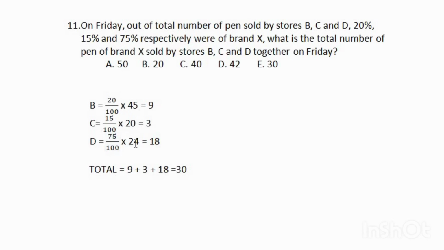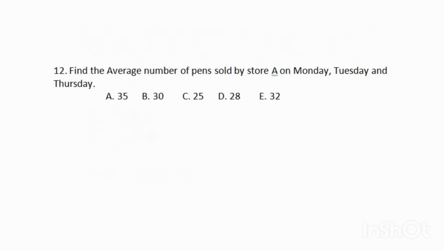Then D, it is 75% of the total number of pens, that is 24. So 75 by 100, dividing by 5, you will get 15 by 20, again 3 by 4. 3 by 4 into 24, 4 and 24 get cancelled, so you will get 6, then 6 into 3, it is 18. So you have to find out the total number. So 9 plus 3 plus 18, it is 30. So option E is the answer.